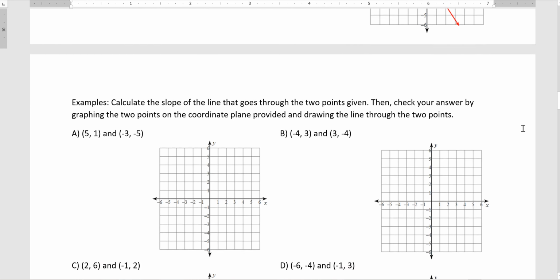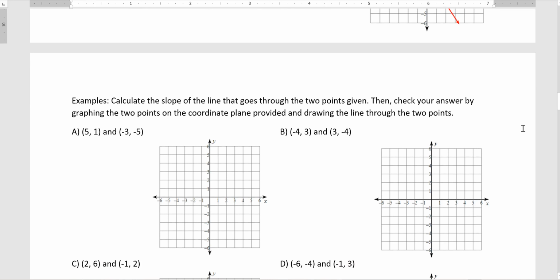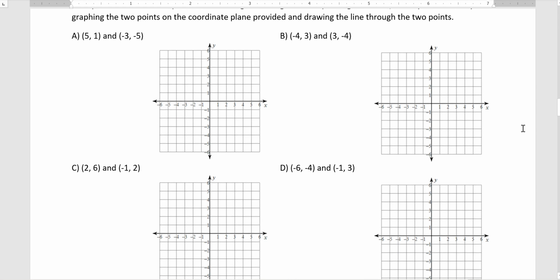Very cool. So what we're going to do now is find these slopes algebraically using that same process we just did. Then we're going to graph to double check to make sure everything checks out and is correct. Looking at letter A, we're going to find the slope between the points 5, 1 and -3, -5. I'll say this is x1, y1, this is x2, y2. And remember the formula we're using: y2 minus y1 over x2 minus x1, the change in y over the change in x.